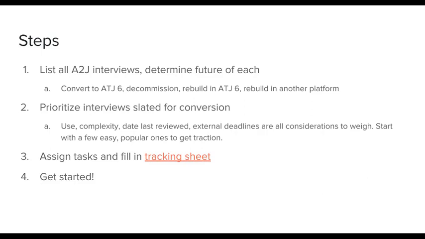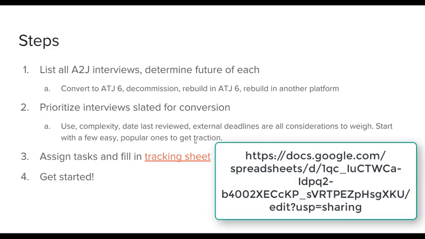And so we divided our interviews into priority groups A, B, C, D, and E, and broke them into groups of about five interviews at a time, so that we had multiple interviews in progress at a time, but it was controlled and we weren't just faced with the whole wall of our interviews. So after you do that, and I'll talk a little bit more about that, I'm going to show you our Michigan tracking sheet in a little bit. The next thing to do is to assign tasks and fill in the tracking sheet.